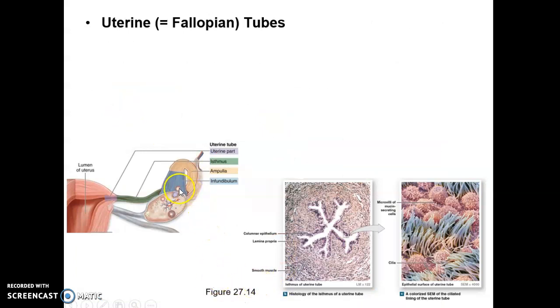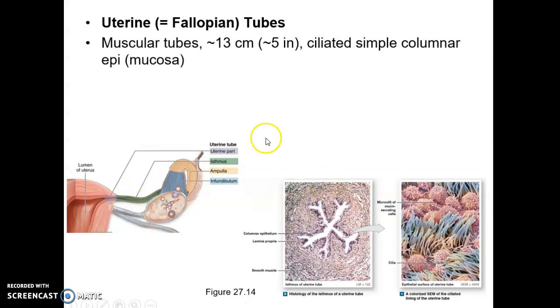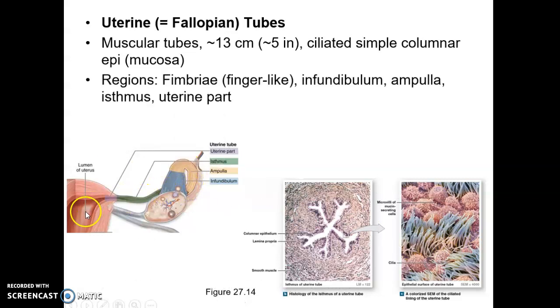After ovulation, the ovulated oocyte, the secondary oocyte, would normally enter into the uterine tube, the fallopian tube, on its way towards the uterus. The uterine tube is about 5 inches long. It's a muscular tube with ciliated columnar epithelium and a mucosal lining, and the movement of the cilia helps bring in the oocyte and push it along towards the uterus.